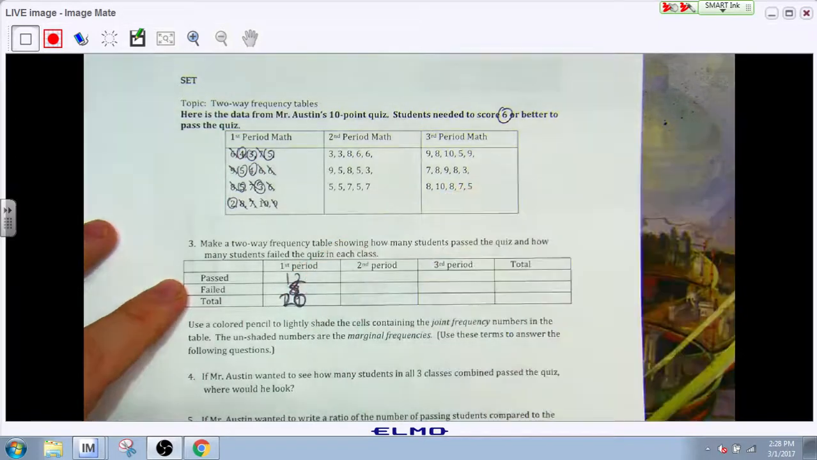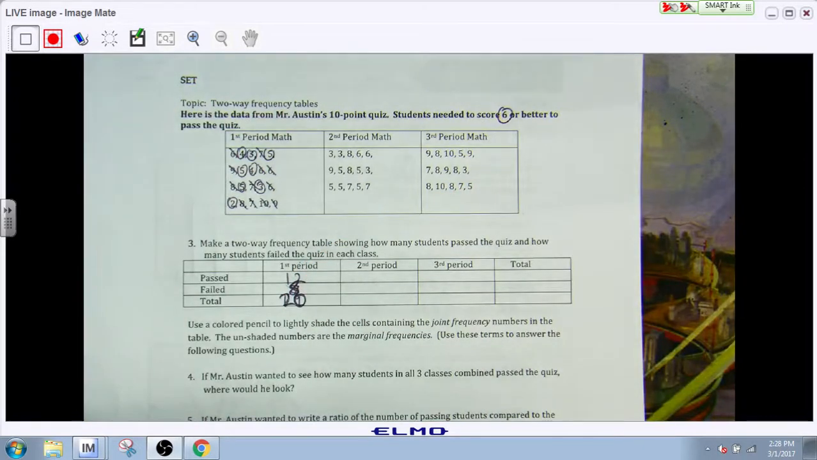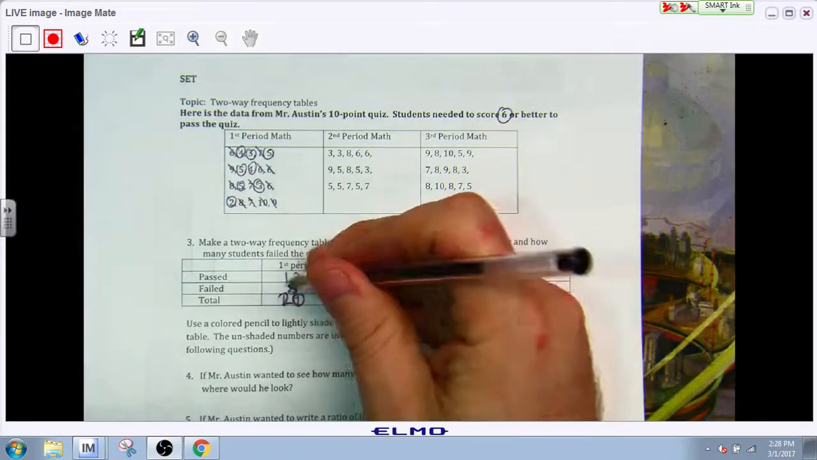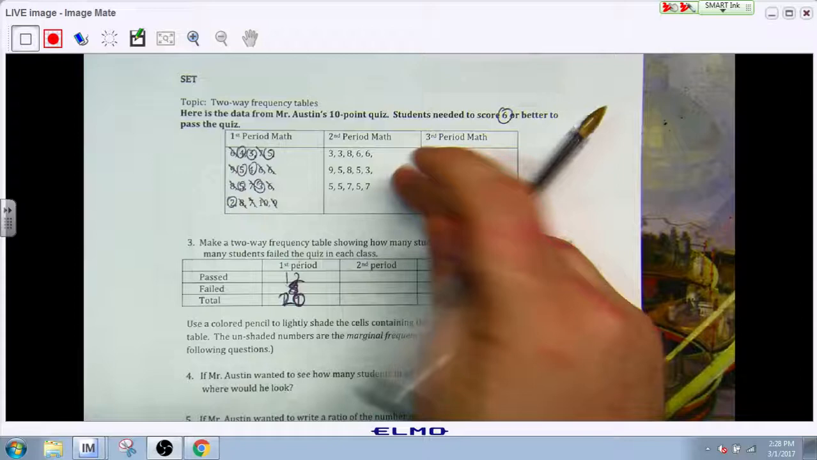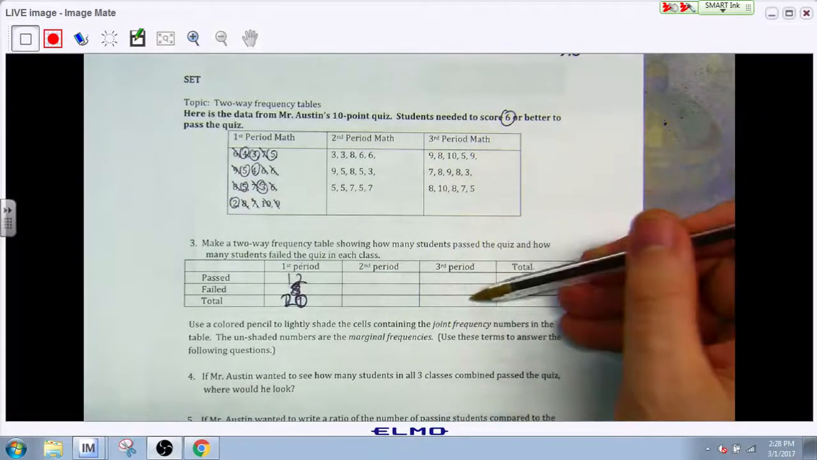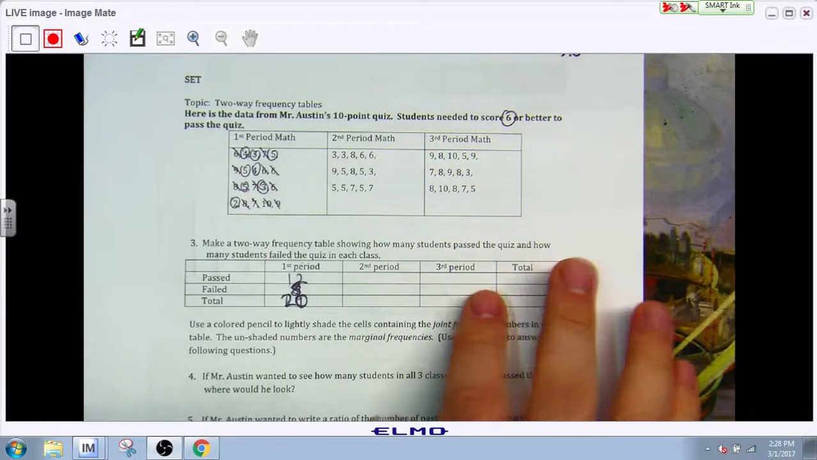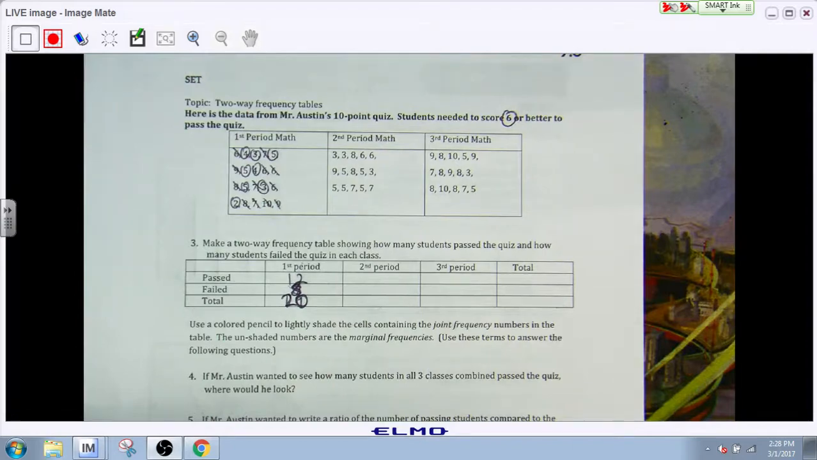So what I did there was just check my work, something you may want to do on occasion. Just saying. All right, so now that I've done that, you'll do the same thing for second period, and the same thing for third period, and that'll be your frequency table, and you can start to answer these questions.